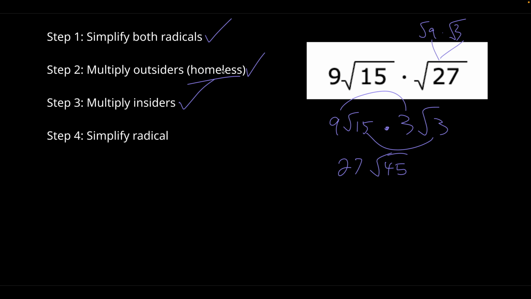Step 3 is done. Step 4, you need to check if you can simplify the radical at the very end of the problem. And you can, okay? 45 can be simplified into 9 times 5, keeping the 27 in the front. So now we're doing 27 times 3, which is 81 square root of 5, and this is our final answer. Step 4 is done.